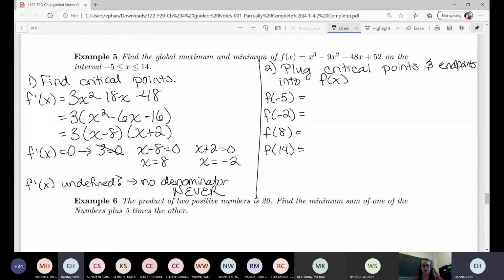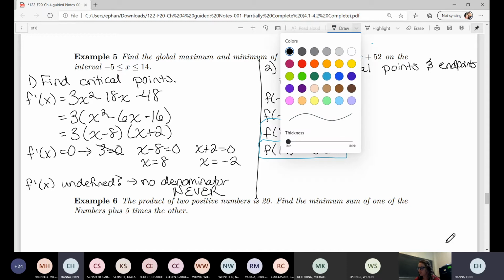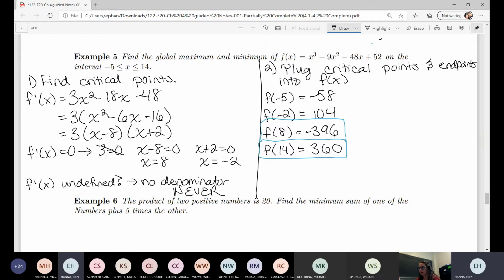So what did I just say all these values were? We have f of negative 5 is negative 58, f of negative 2 is 104, negative 396, and 360. So once you've found all of the y values, you just pick the largest and the smallest number. So we've got, let me do it in a different color, that the largest value is 360. And then the smallest value is negative 396. So the largest y value gives you your global max, and the lowest one gives you your global min.